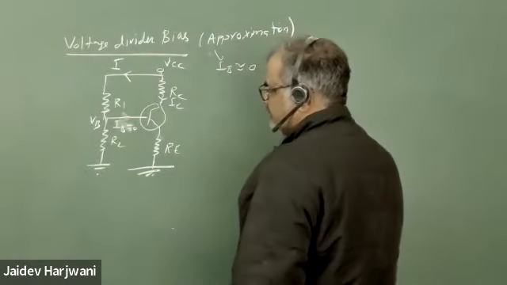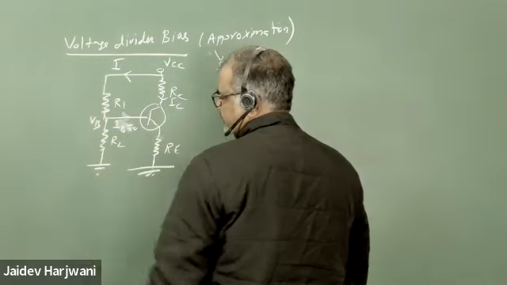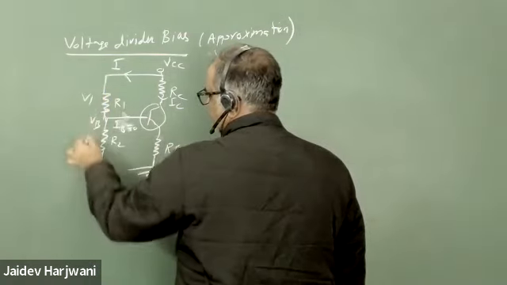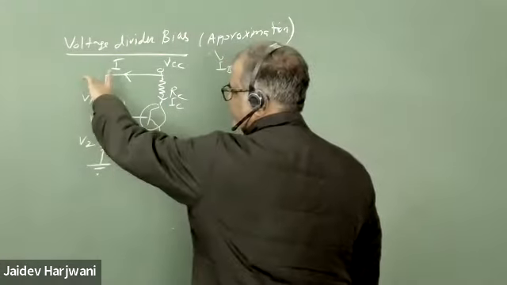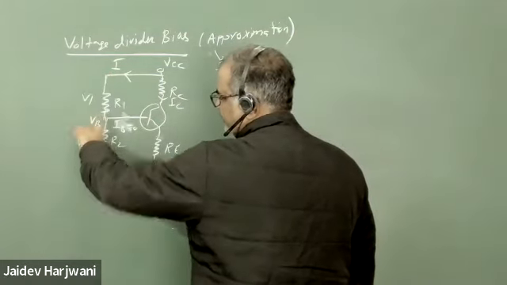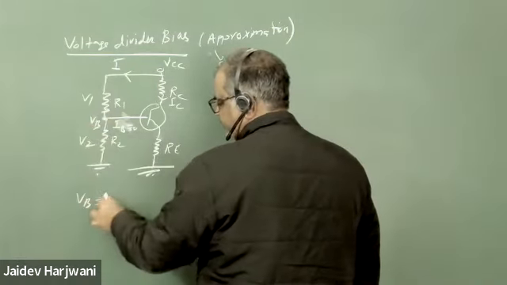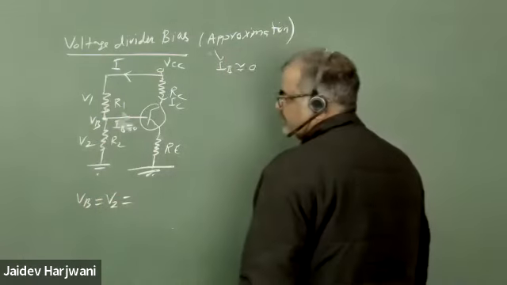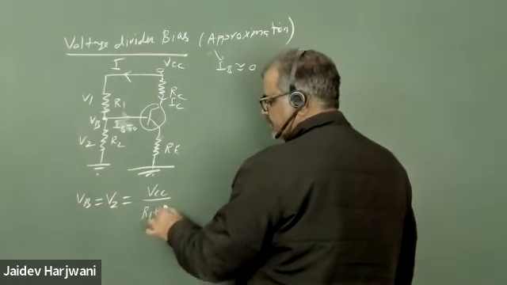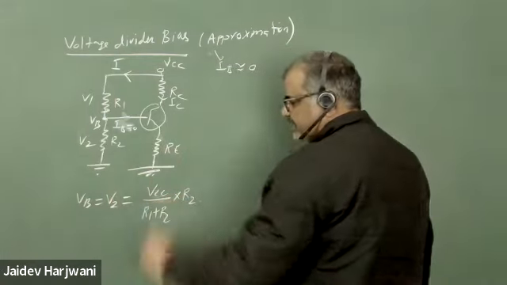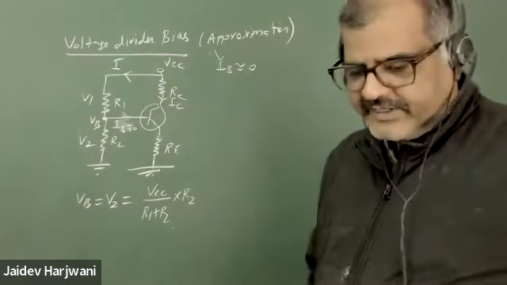So once IB is 0, there is some solving. All the current I that comes here goes through R1 and then R2. So you get some voltage V1 here and some voltage V2 here. Now V2 is equal to VB, the potential of this point. You can easily calculate V2. V2 is VCC times R2 divided by the total resistance R1 plus R2. This is your VB. Is it clear?